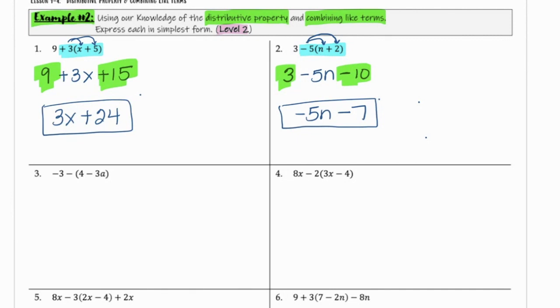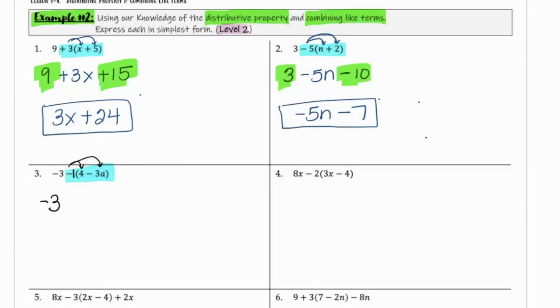Let's look at number 3. Identify your distribution first. I don't see a number in front of the parentheses. If I don't see a number in front of the parentheses, what number is hidden there? That invisible one. So I'm drawing that in so it's easy for me to see it. I know I need to distribute. So I'm going to drop down first that negative 3 from the front because nothing is going to happen with it until the very end.